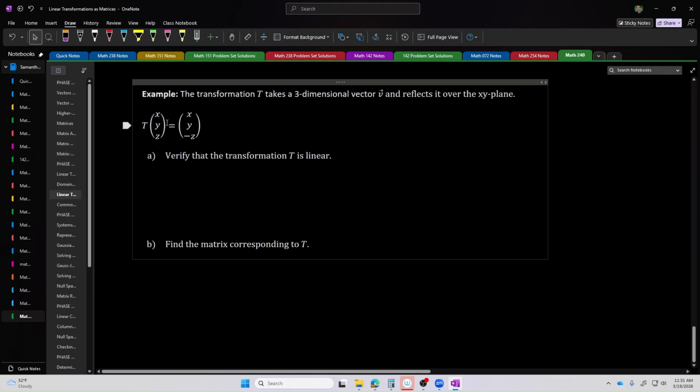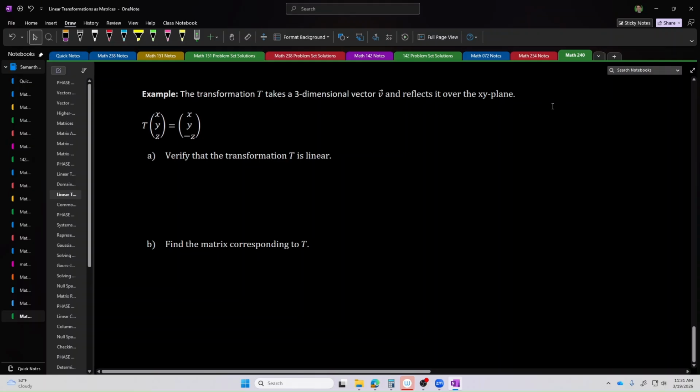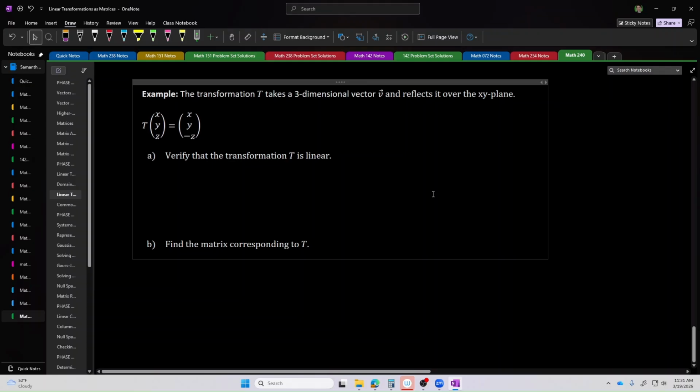It takes that three-dimensional vector with those entries and reflects it over the xy plane. So as a result of that reflection over the xy plane, the z component of that vector becomes the opposite of whatever it was before.